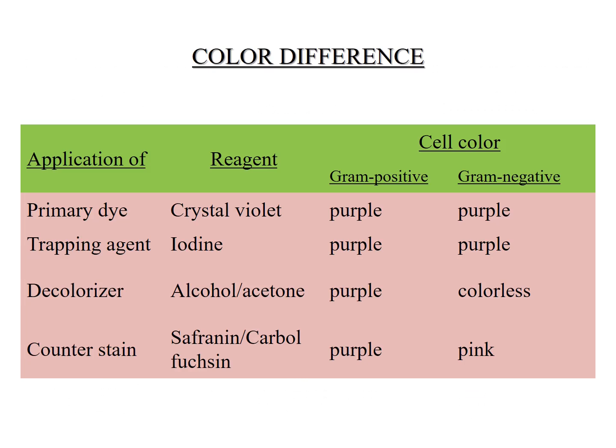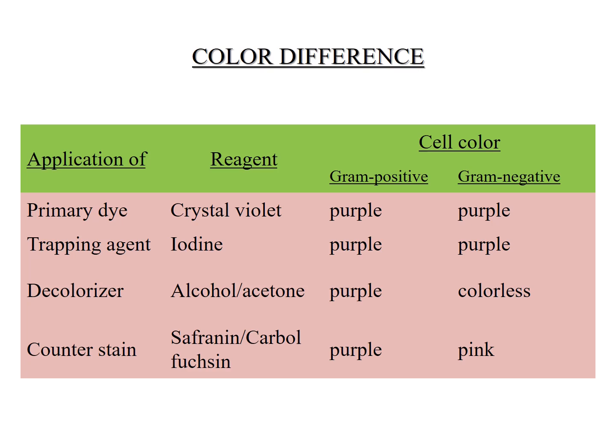Primary dye is crystal violet, trapping agent is iodine, decolorizer is alcohol or acetone, counterstain is safranin or carbol fuchsin. These are the main reagents used in this gram staining procedure. It is very easy to remember: primary dye is C, crystal violet, ABC, C, crystal violet.